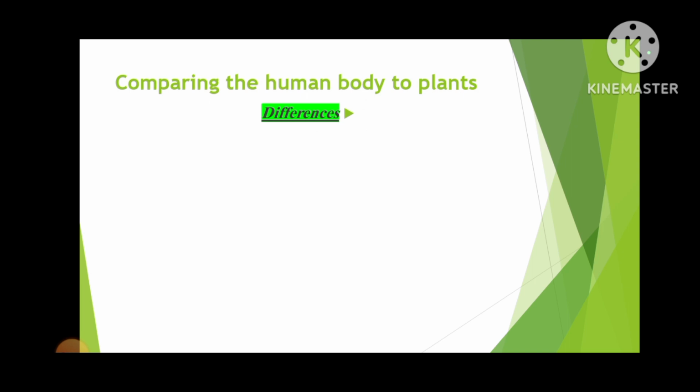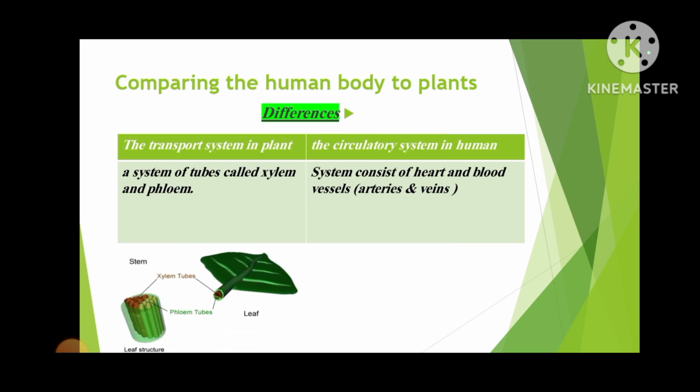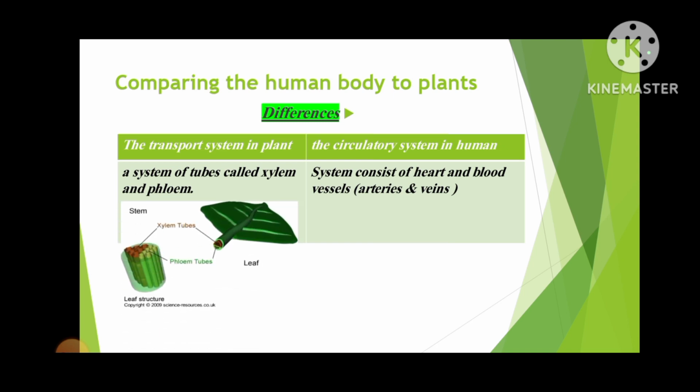Then what's the difference between human and plant? At first, the plant has a transport system, the human has a circulatory system. The transport system consists of two tubes, xylem and phloem, but the circulatory system consists of the heart and blood vessels, arteries and veins.